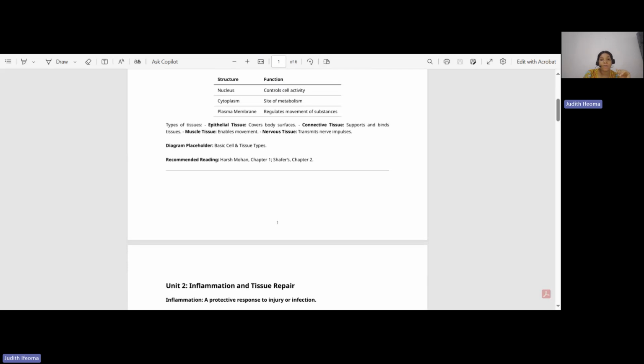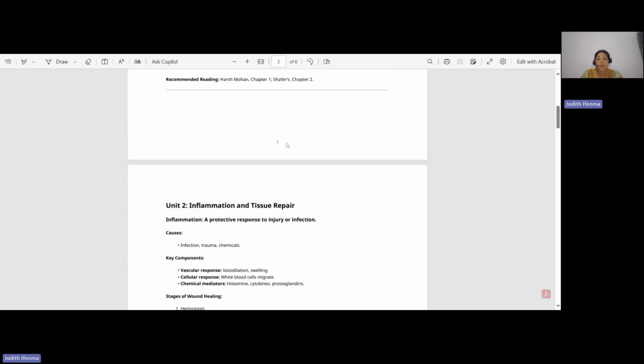Now that we know what disease is, next we're going to look at how the body responds to it. That response is called inflammation. So our next topic for this curriculum, oral pathology and microbiology, is inflammation and tissue repair, as you can see here.